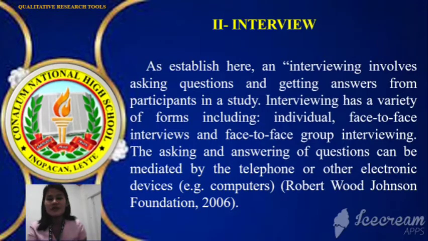Interviewing has a variety of forms. It could be individual, one by one, face to face. If not, we can use electronic devices or gadgets, especially at this time of pandemic. We can use electronic means as long as we have a good internet connection. But if not, we can have face to face, but we have to ask permission. Okay, so that is interview, asking questions and getting answers.